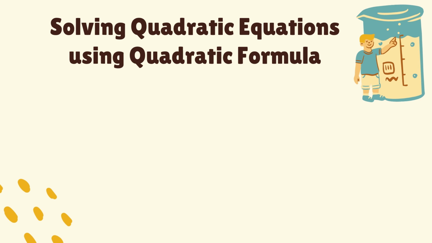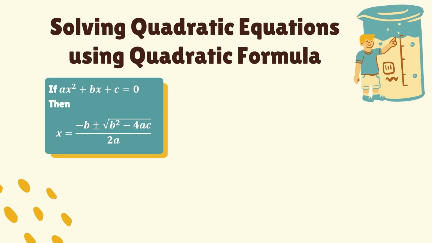Now we learn how to solve quadratic equations using the quadratic formula. So, if we've got a quadratic equation, then the solution using the quadratic formula is x equals negative b plus or minus square root of b squared minus 4 times a times c, divided by 2a.